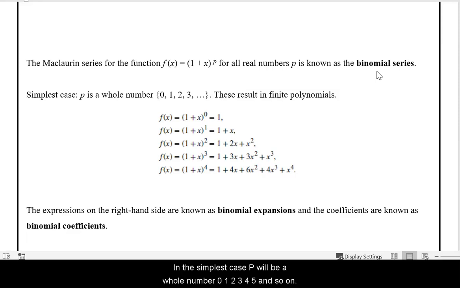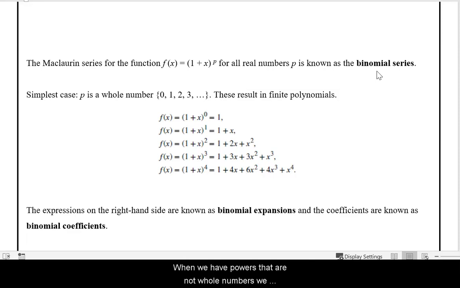In the simplest case, p will be a whole number: 0, 1, 2, 3, 4, 5, and so on. Of course, if we had 1 plus x raised to the 0th power, that would be 1. I wouldn't really call that very powerful. Typically, we have powers that are greater than 1. However, we can also have powers that are between 0 and 1.